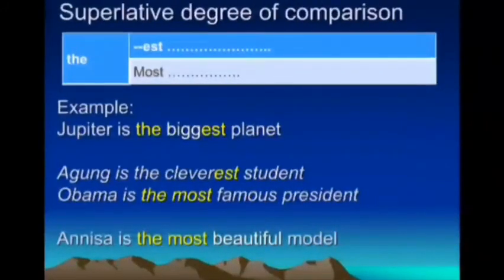Superlative degree takes -est or most, and we have to use the term the before all this. Jupiter is the biggest planet. Egan is the cleverest student. Obama is the most famous president. Anissa is the most beautiful model. So in all these cases we have used the before this particular term.